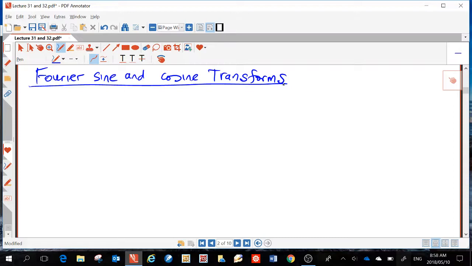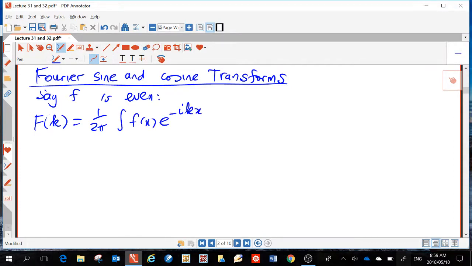Now, let's say a function f is even. I'm going to give you the short route here. There's a long route as well, but time doesn't permit. Then F of k will be 1 over 2 pi integral f of x e to the minus i kx dx, that we know already, from minus infinity to plus infinity. But if f of x is even, remember this is cos kx minus i sine kx, as we've done in the previous example. If f is even, then even times even still survives. And I can double and say this is 2 over pi.